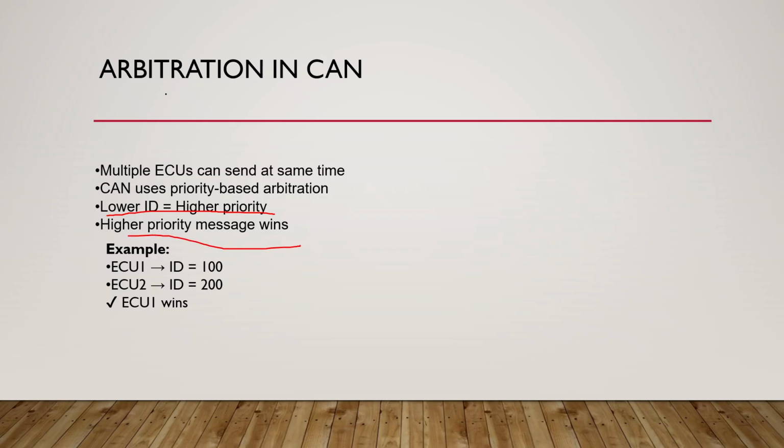An easy example to understand here. If ECU1 ID is 100 and ECU2 ID is 200, and these two want to send at the same time, because of the lower ID priority, ECU1 wins here. That's very simple. It's like emergency vehicles. When we call emergency vehicles, the ambulance gets priority over normal vehicles on the road, right?